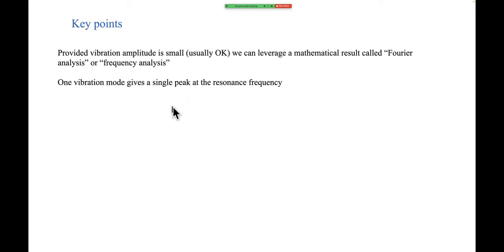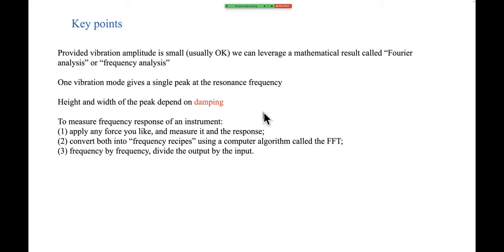We looked at the frequency response function of a single vibration mode, and we found that that gave a single peak at its resonant frequency. We then found that the height and the width of the peak depended on the damping. And then I showed you, in the sense of pulling a rabbit out of a hat, what a measurement might look like for getting the frequency response of an instrument. And these were the three stages. I said you could apply any force you like, provided you can measure it. And we used a little miniature hammer in the example I showed.